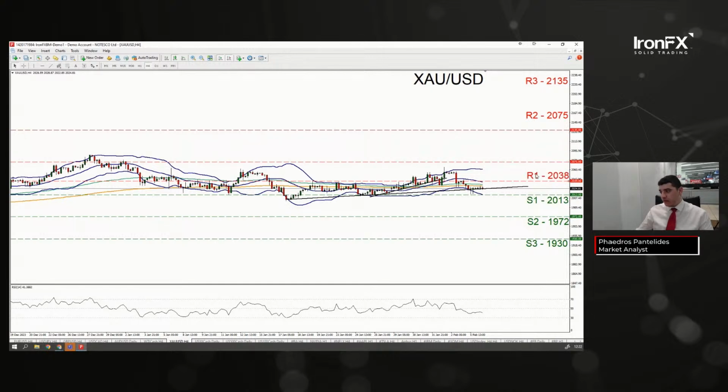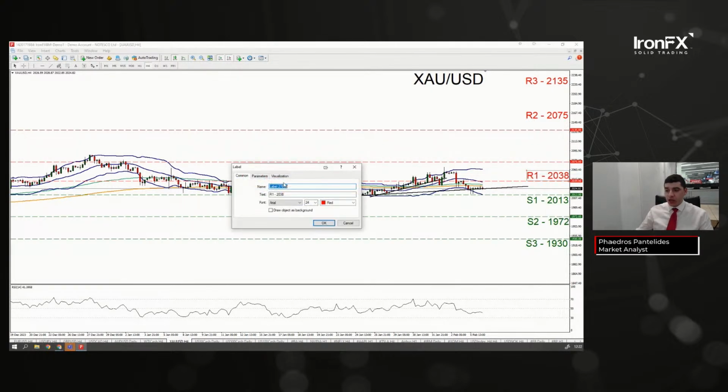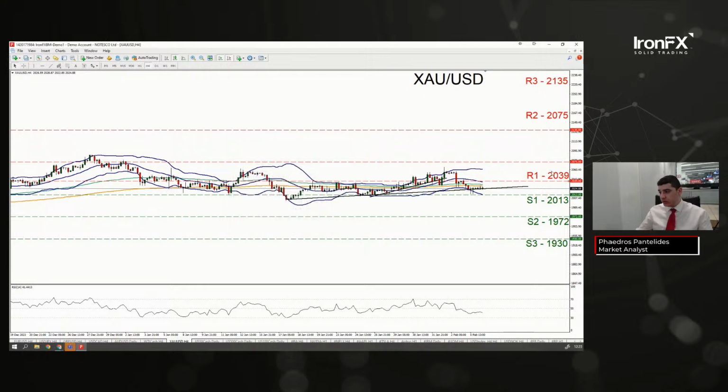But if Fed officials, so Kashkari and Messer, appear to be hawkish in nature, I would not be surprised if the precious metal breaks below S1 and aims for S2. Why? It's denominated in the US dollar. So if they're hawkish and the dollar gains, the precious metal could weaken.